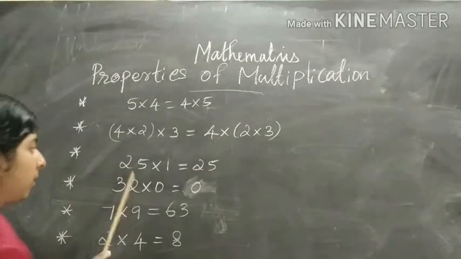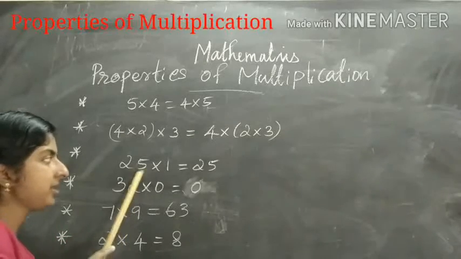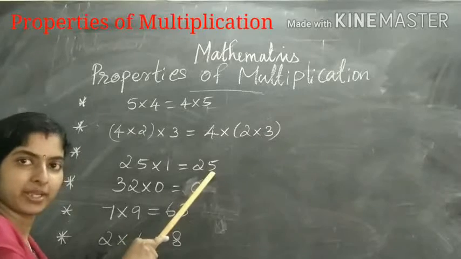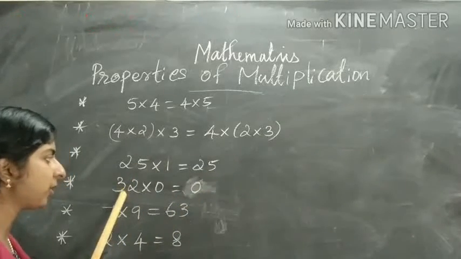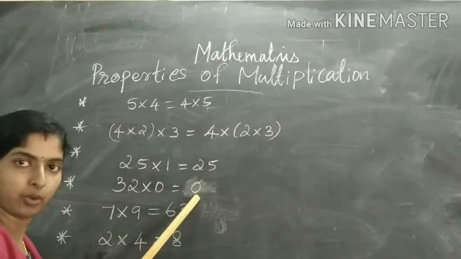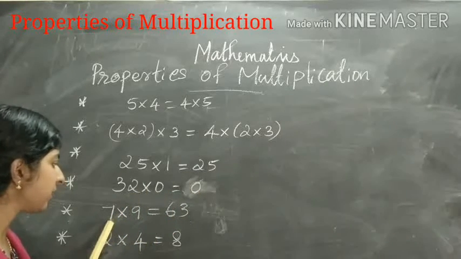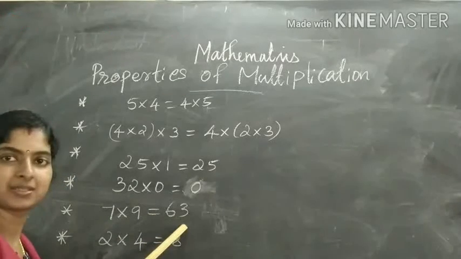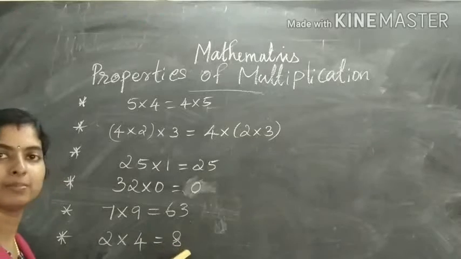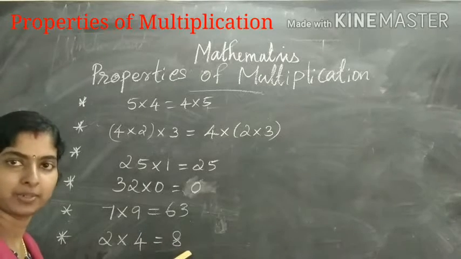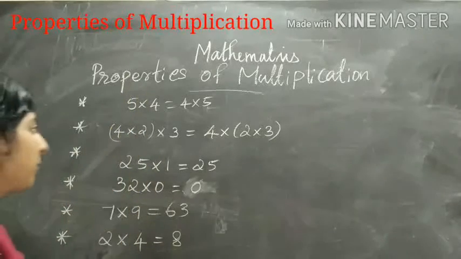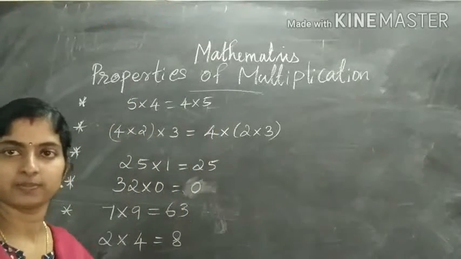Next. Product of any number by 1 is number itself, and product of any number by 0 is 0. Then product of two odd numbers is an odd number. Then product of two even numbers is an even number. These 6 properties are in multiplication.